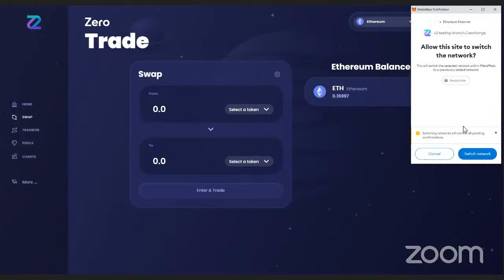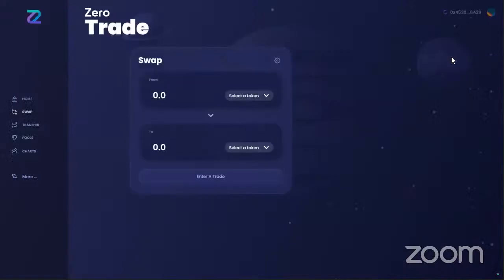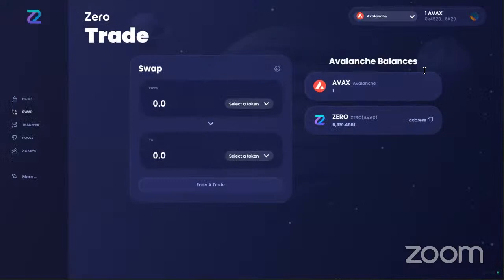That was a big adoption issue: people were having to add custom RPCs and go through all these other screens. Now it would just say, we can't find your Avalanche network, and you just go, great, add it. And now anytime you hit switch network, it's going to switch. And again, it's going to find my balances.